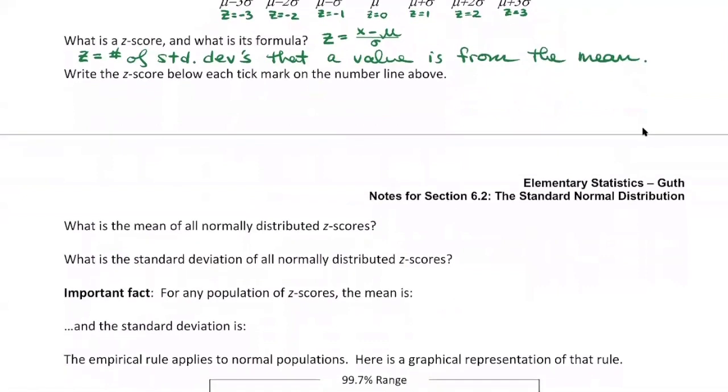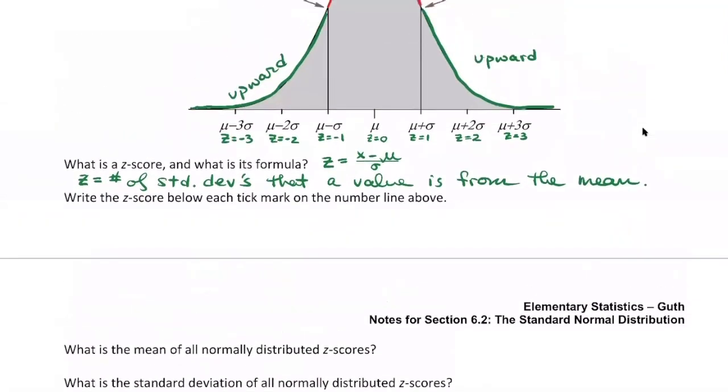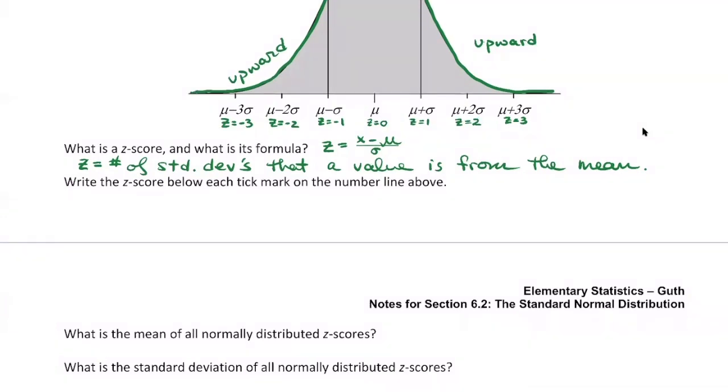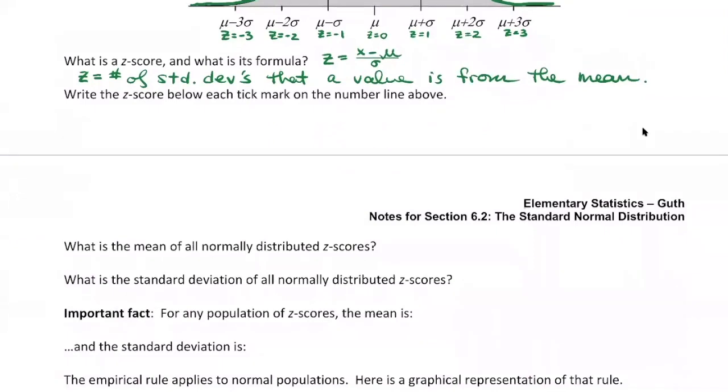Now it's asking what's the mean of the z-scores? Well, you can see the z-scores on here. Anybody want to say what the mean of z-scores is? The z-scores are attached to this bell-shaped distribution. The probabilities are on the bell-shaped distribution, and in the middle of all the probabilities, the mean where z is 0. So the mean of z-scores is 0.